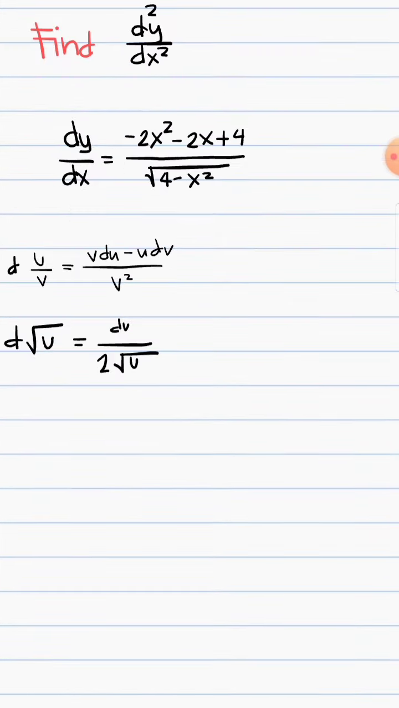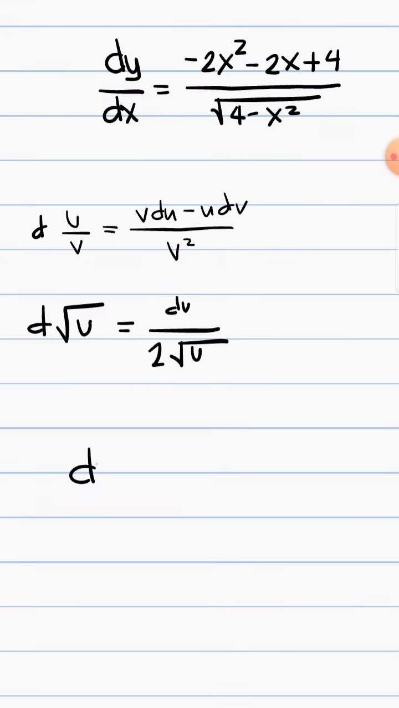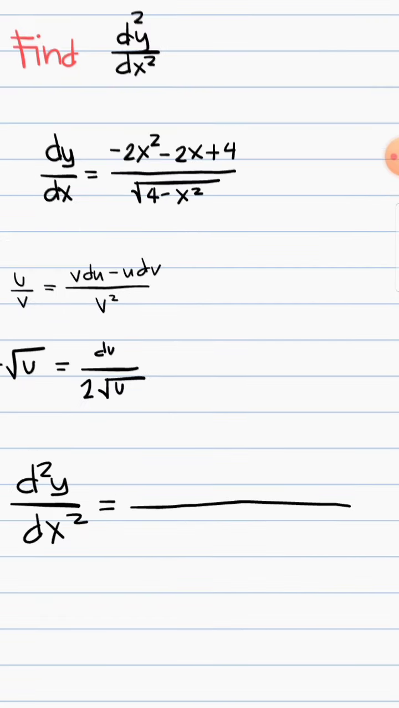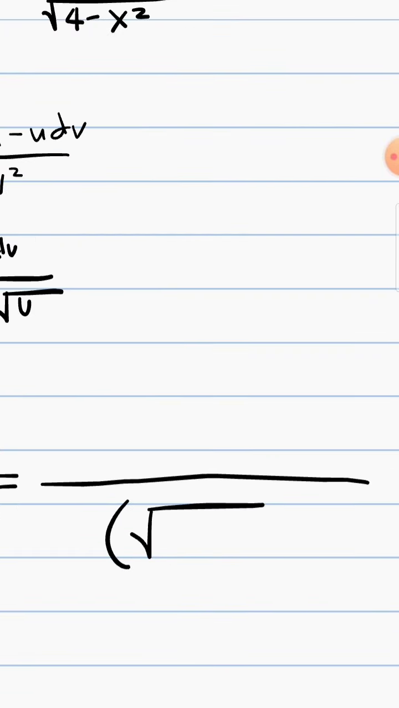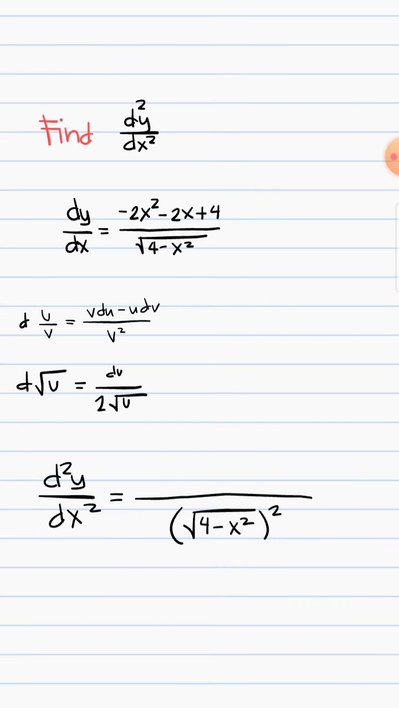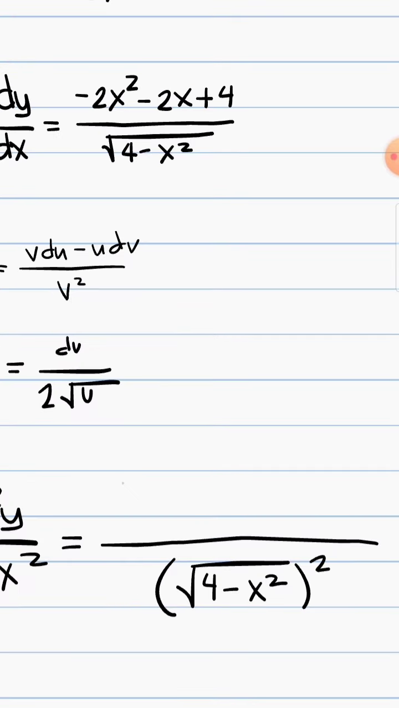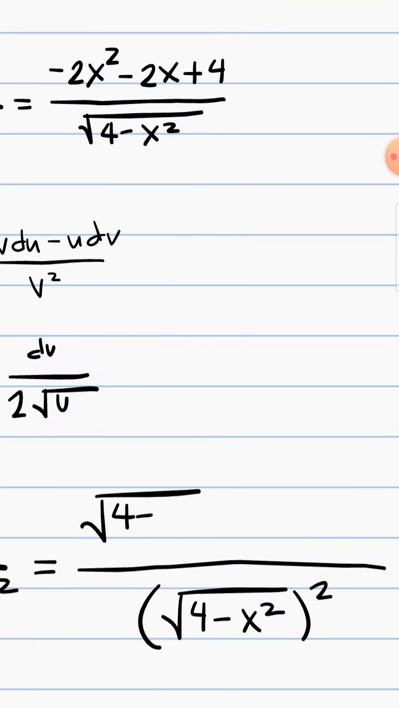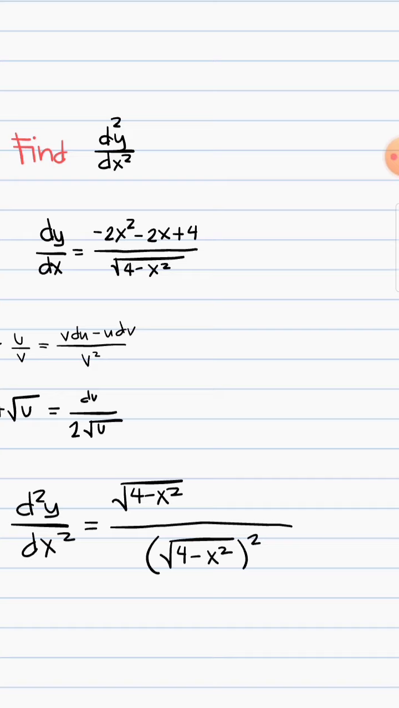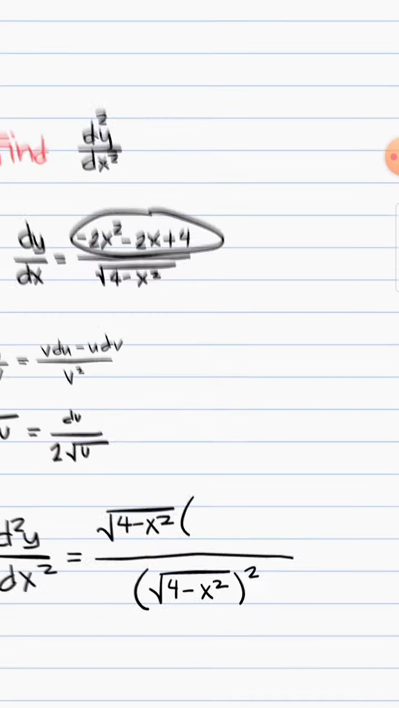So by applying the quotient rule, d squared y over dx squared will then be the square of the denominator, so that will be this one, 4 minus x squared. For the numerator, it will be this one, since that's our v, 4 minus x squared, times the derivative of the above function. So what will be the derivative of that function?